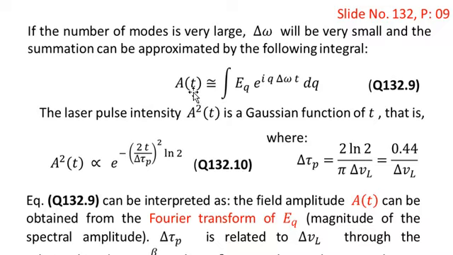You will get A as a function of time, then take the square of both sides, and you will get the intensity. That is, A squared as a function of time will be proportional to e to the power minus the square of 2t over delta tau p multiplied by log of 2. I am not going to perform this integral because this will be a very lengthy process, where delta tau p mentioned over here is equal to 2 times log of 2 divided by pi into delta nu L. And if you evaluate these numerically, you will find that it is equal to 0.44 divided by delta nu L.